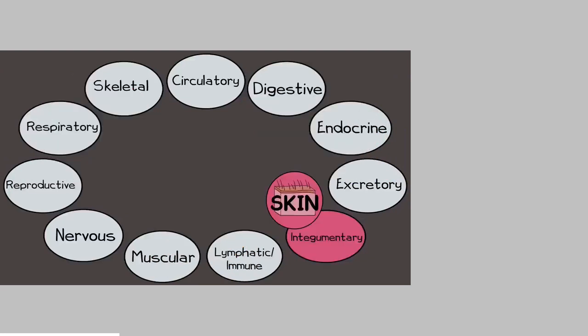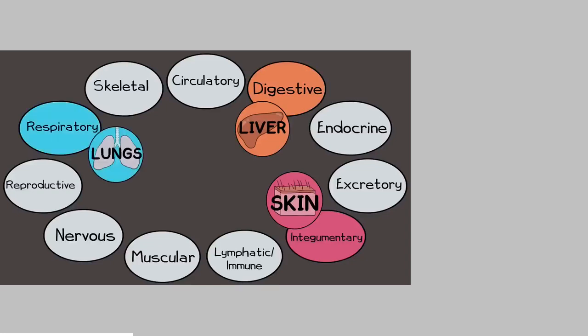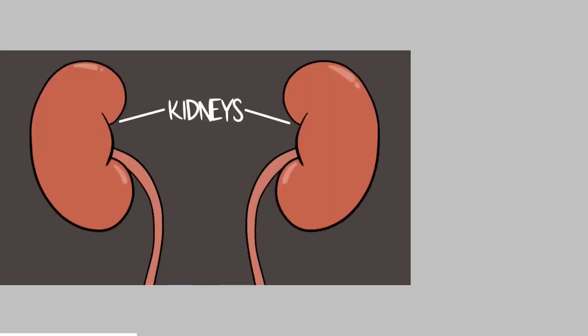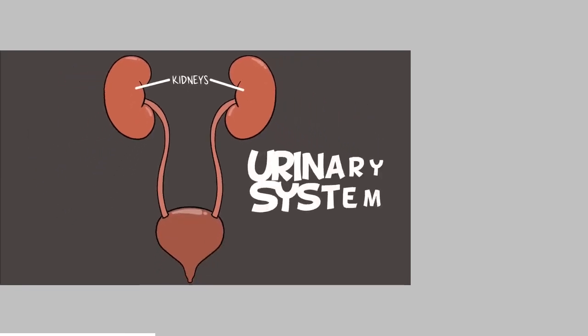The skin is an organ of the integumentary system. The liver is an accessory organ in the digestive system. Lungs are organs of the respiratory system. But our focus in our short time is going to be on another set of organs that play a huge role in the excretory system, the kidneys. In fact, we could say the urinary system if we wanted to isolate to these structures.